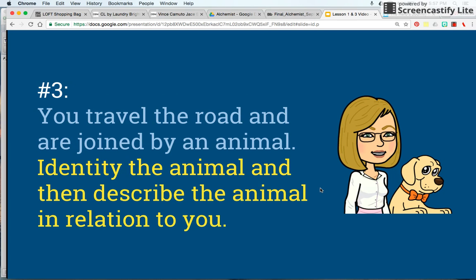Scenario 3. You travel the road and are now joined by an animal. Identify the animal and then describe the animal in relation to you.